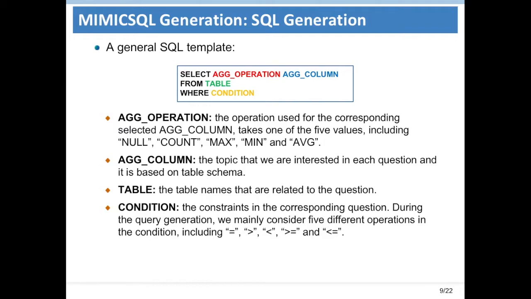AGG operation is the operation used for the selected column. During our generation, we mainly consider 5 different values. Here, table indicates the table names that are related to the question, and condition represents the constraints in the corresponding question. During the query generation, we mainly consider 5 different operations in the condition.